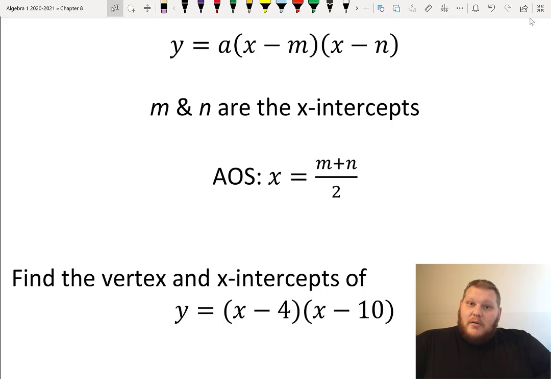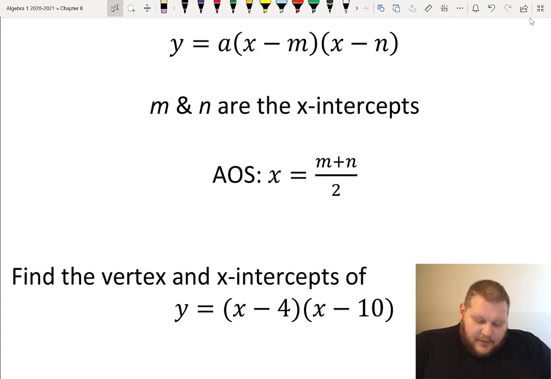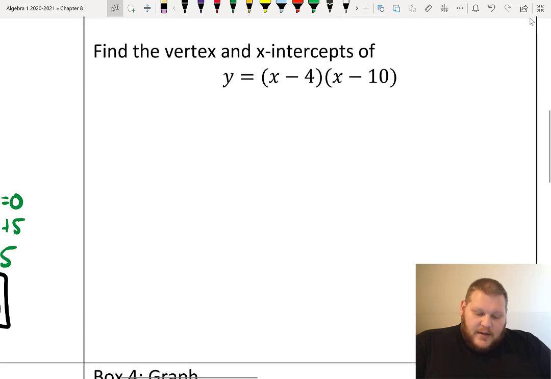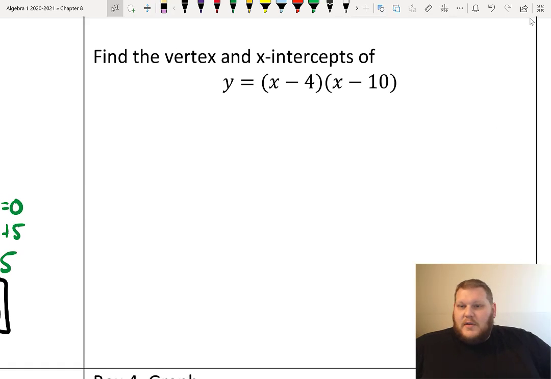The other way that we can do it, and I'll show you when we get to the graph, is just looking at it more visually, not having to use a strict formula for finding the AOS, but we can do it using the graph, and I'll show you how to do that. But for right now, for this first one, they want us to find the x-intercepts and the vertex of y equals x minus 4, x minus 10.